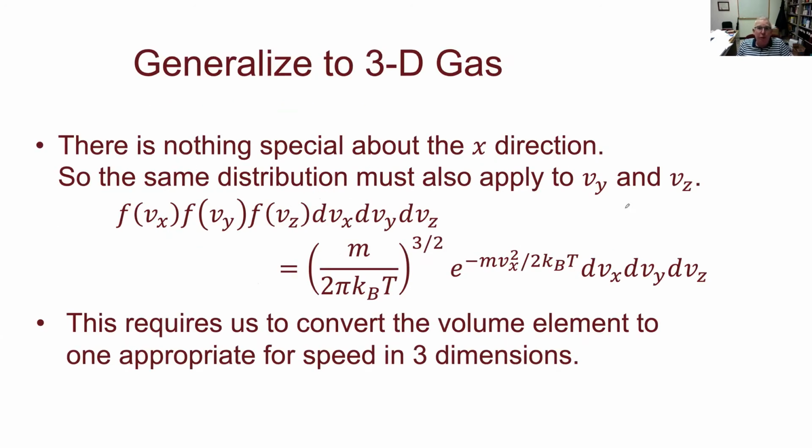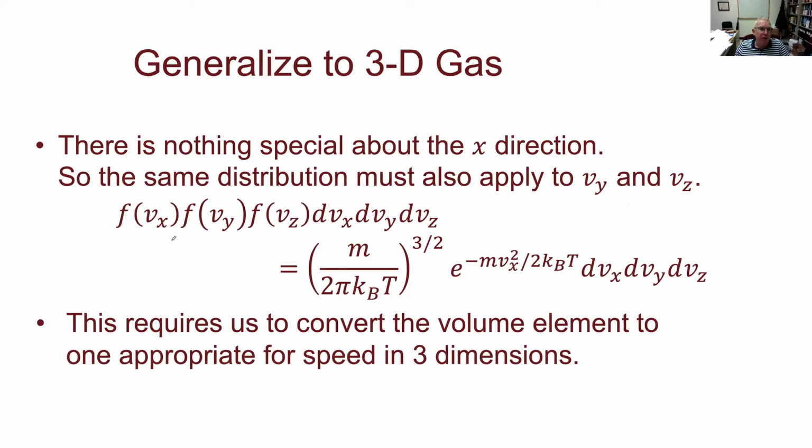Now we want to start to work towards a three-dimensional gas, because after all, that's what we have in actuality. We have gases where molecules can move in any direction, x, y, and z. The first thing to say is there's nothing special about the x direction, right? So whatever was happening in the x direction should also be happening in the y and z directions. From that, we can start to put together a three-dimensional version of this distribution function.